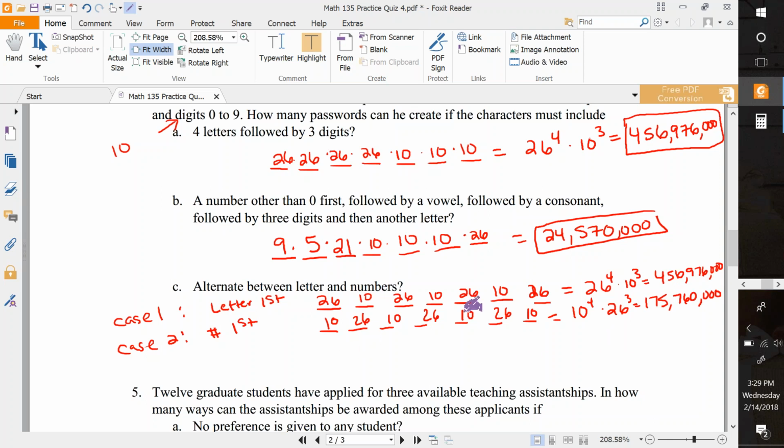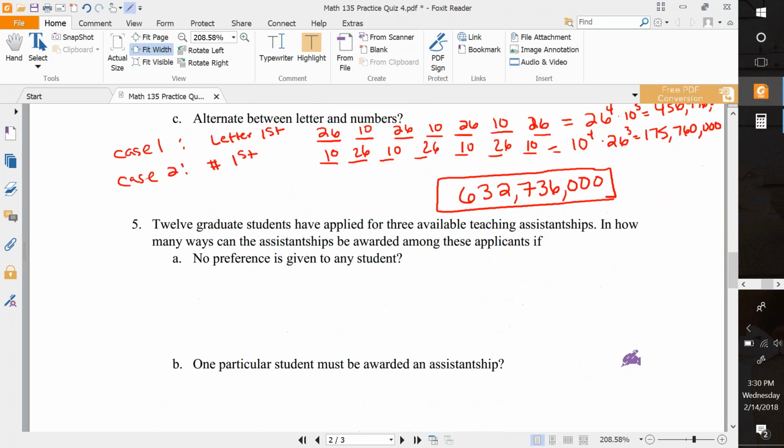Now, because this is two different ways to meet this condition they've set out, we have pathways or alternatives. When you have alternatives, it's an or situation, so we add them together. So I'm getting a total of 632,736,000. That is an insane amount of different passwords that you could create.